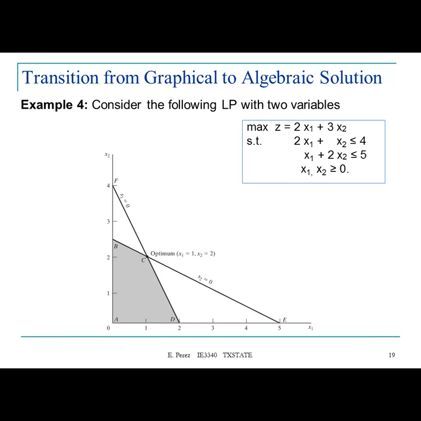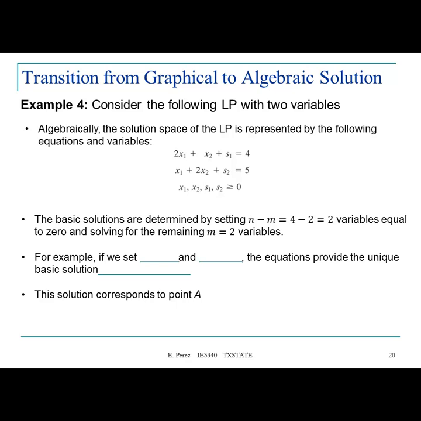So consider the following LP with two variables. The feasible region is in gray. That shaded area is your feasible region. And the graph is telling you this is your optimal solution. But we're going to use this to transition to the algebraic solution.